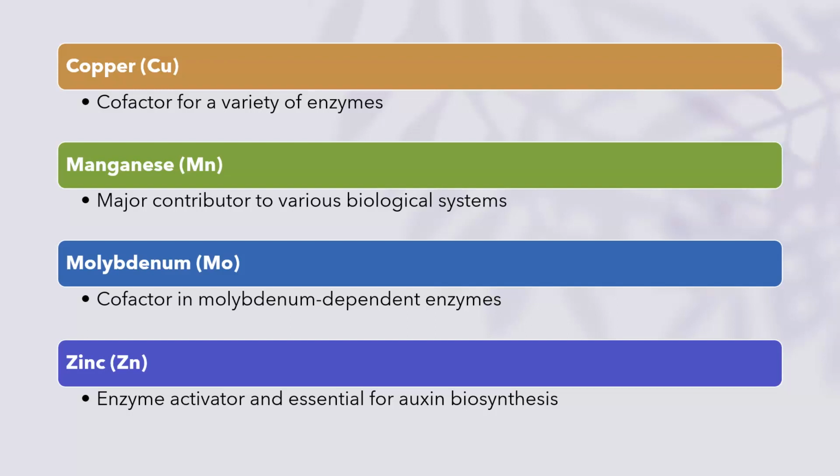Molybdenum is a cofactor in two enzymes that convert nitrate into nitrite, a toxic form of nitrogen, and then into ammonia before it is used to synthesize amino acids within the plant. It is supplied as sodium molybdate in media.